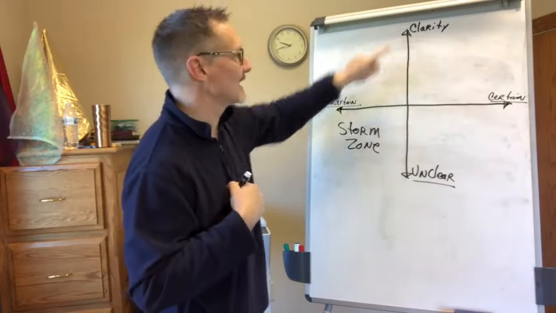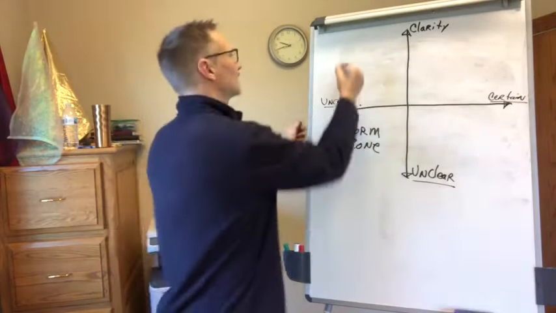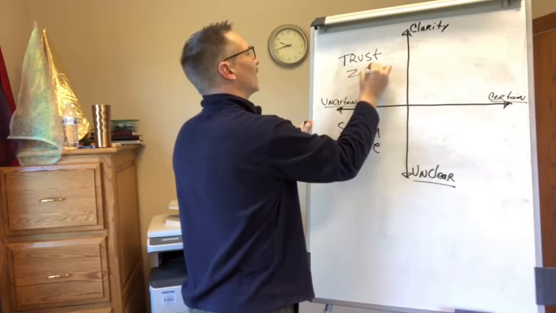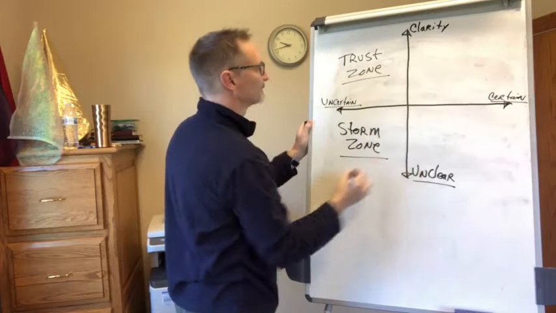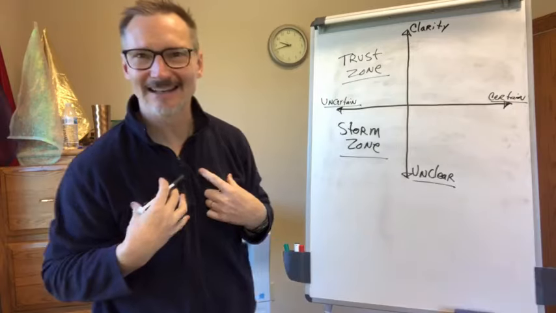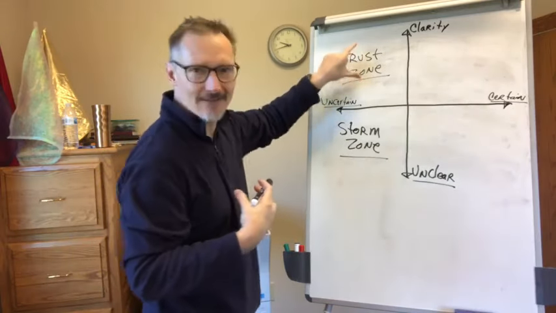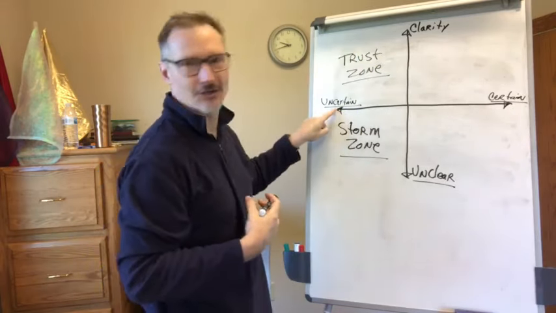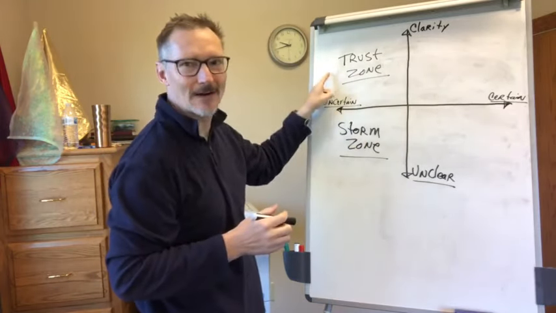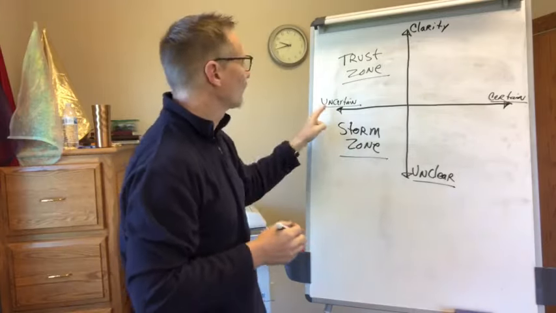And if I've got clarity, even though I don't have certainty, this is what I call a trust zone, right? I've got to trust that I understand my clarity, my purpose, and I've got to trust the uncertain. I don't know what's going to happen, but I can trust that if I do my part, God's going to do his part, and we're going to get through it.